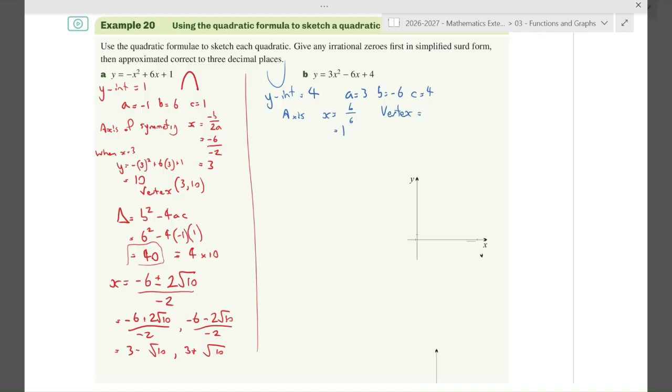It's not 7. 3 times 1 squared minus 6 times 1 plus 4 equals 1. Wait, it equals 1. Yep. Because 3 times 1 squared is 3, minus 6 is minus 3, minus 3 plus 4 is 1. So we now have that. So all we need to do now is find our discriminant. Our discriminant is what? B squared, so that's minus 6 squared minus 4 times 3 times 4.